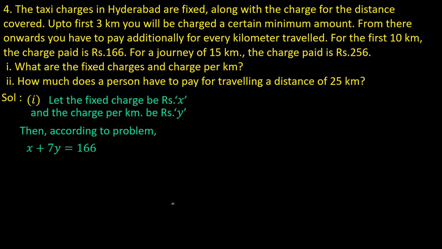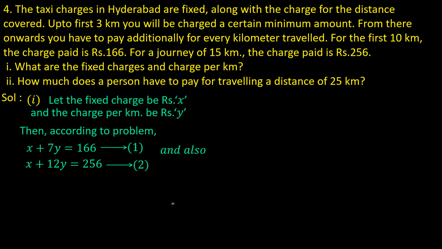Here X is the fixed charge and Y is the charge per kilometer. When we travel 10 kilometers, up to the first 3 kilometers X rupees, and for the remaining 7 kilometers Y rupees per kilometer. So in that way X plus 7Y is equal to 166. And for the journey of 15 kilometers, up to 3 kilometers X rupees, and for the remaining 12 kilometers Y rupees. In that way X plus 12Y is equal to 256 rupees. Take X plus 7Y equal to 166 as equation 1 and X plus 12Y equal to 256 as equation 2.